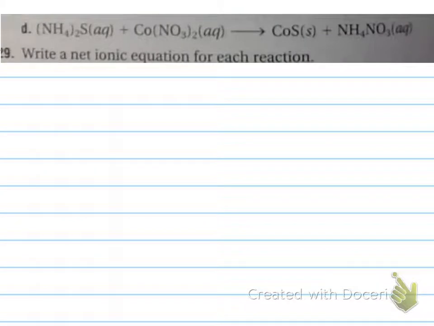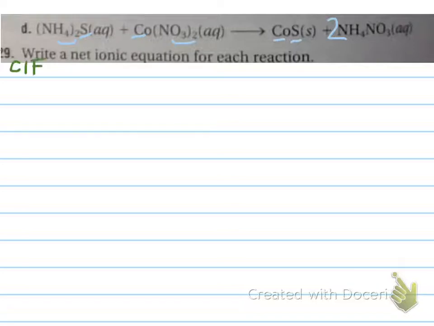And letter D, again, the first thing I'm going to do is balance this. So I have 2 ammonium and 1 ammonium, so I need a coefficient of 2 in front of ammonium nitrate. 1 sulfur, 1 sulfur, 1 cobalt, 1 cobalt, 2 nitrates, 2 nitrates, so it is now balanced. So now again, I'm ready to do my complete ionic equation.